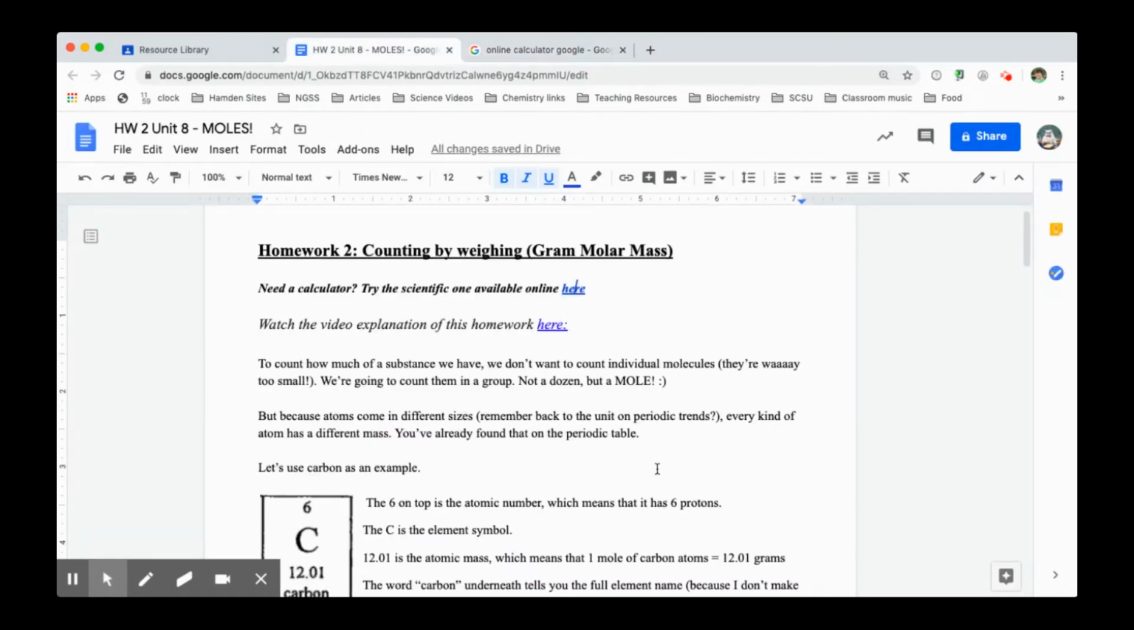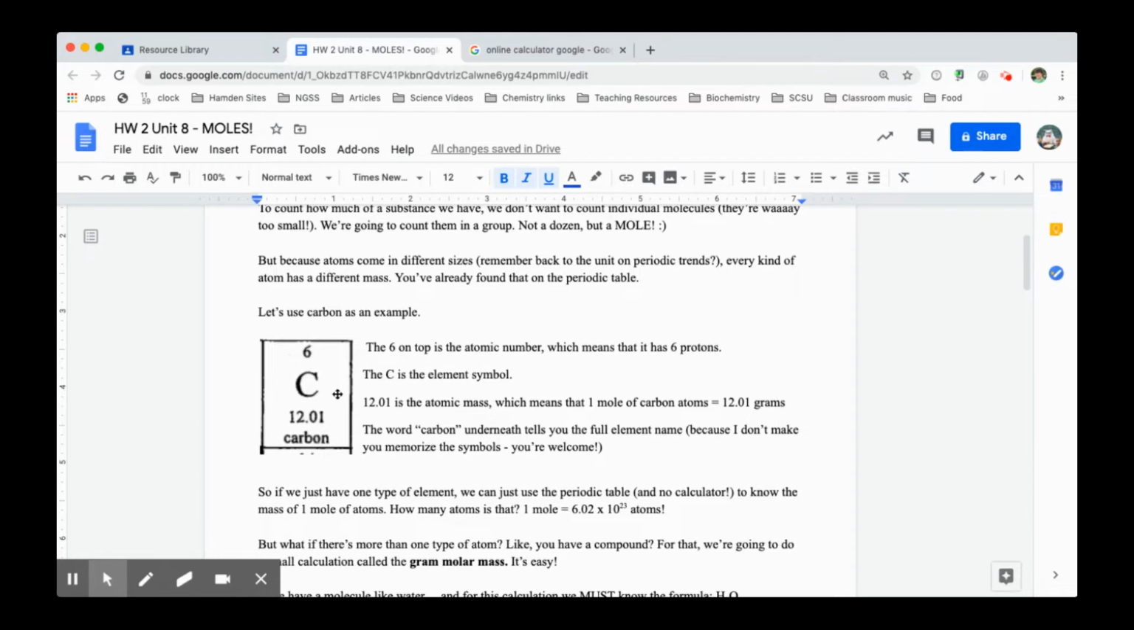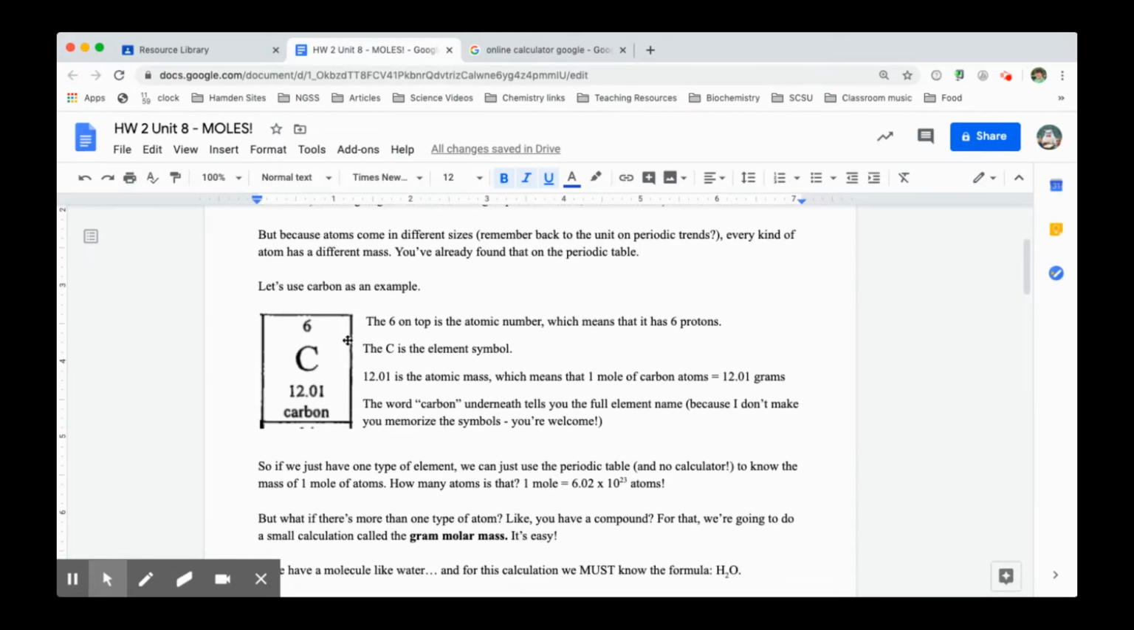Okay. So the periodic table, here's a little clip of the periodic table. There's carbon, the 6 on top, right? That is our atomic number. C is the symbol. The atomic number tells us how many protons. And then 12.01, that's the atomic mass. That means that 1 mole of carbon atoms is 12.01 grams, right? 12.01 grams. And here on the bottom, the word carbon tells you the full element name. You never have to memorize it, right? It's like the phone book.